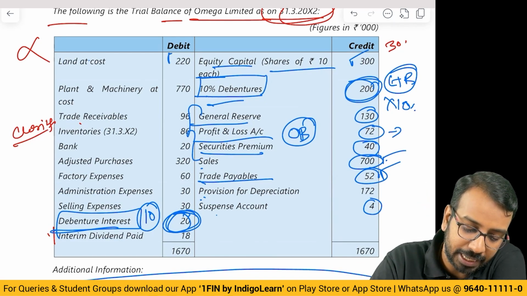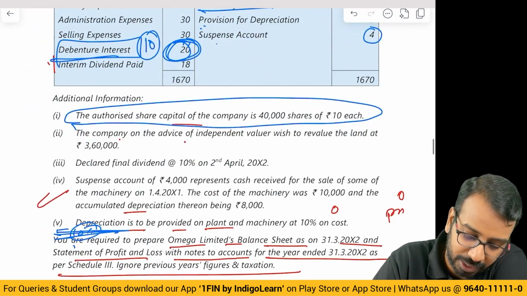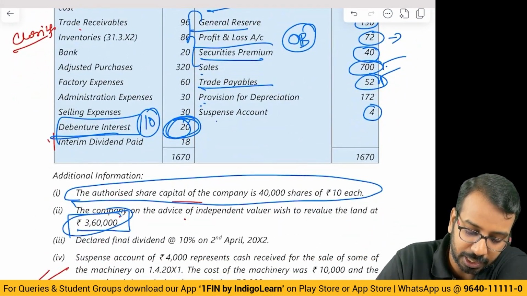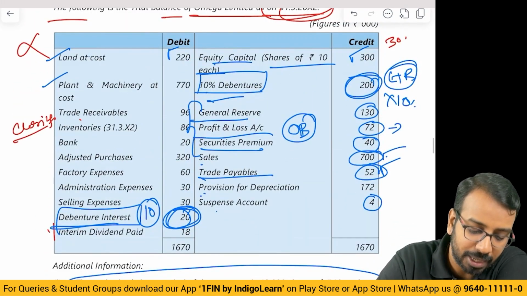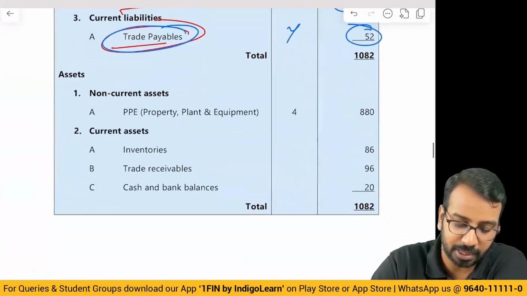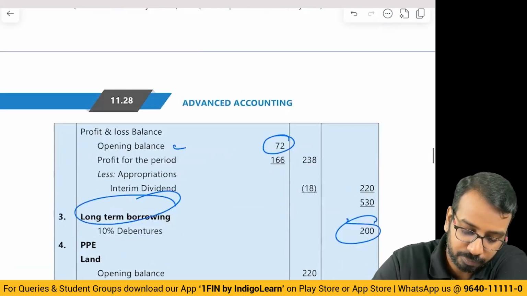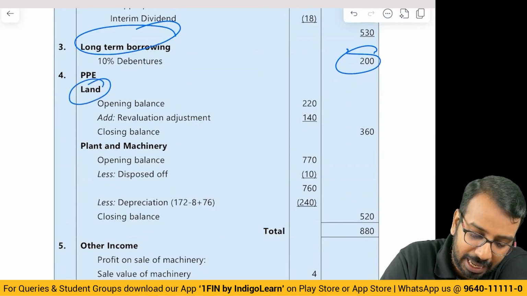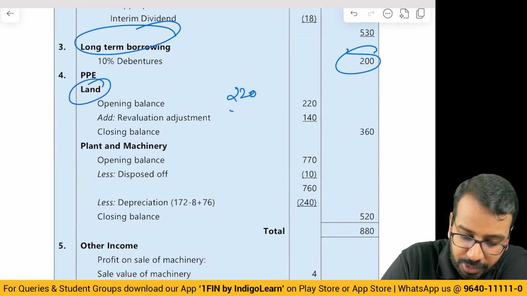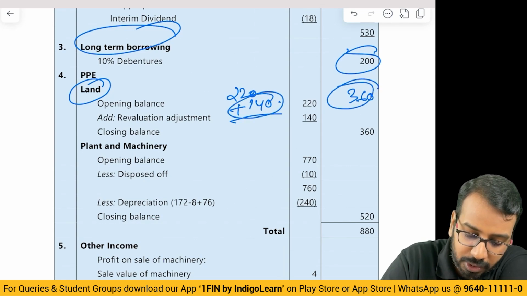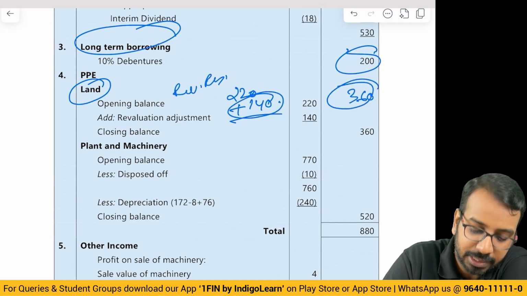Now coming to land 220. For land there is an adjustment 360. So what they are saying, land should be valued at 360. Now because you have land and plant and machinery separately, for property, plant and equipment, here you will prepare a schedule. That schedule will capture land balance, which is 220 plus 140 also you can do and show it as 360. This 140 represents revaluation reserves.